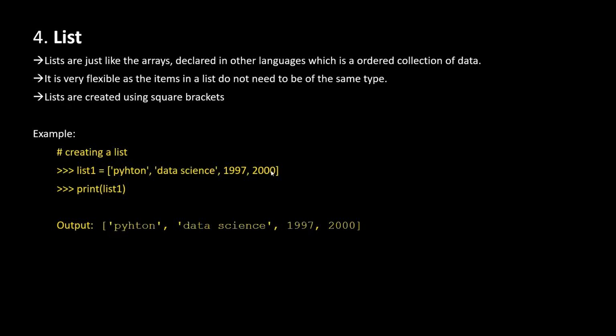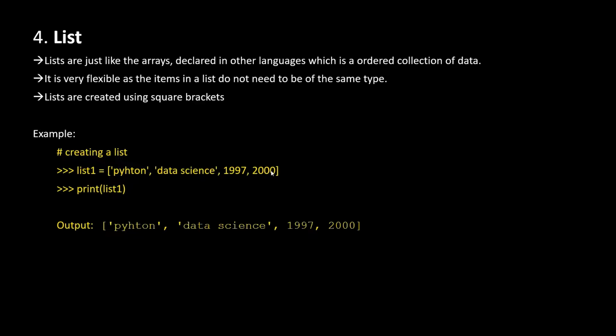It is very flexible, and the items of the list need not be of the same type. The items being stored are not only of the same type; here we can store integers, float values, or string values. We can create a list by using square brackets. Lists are created between square brackets.